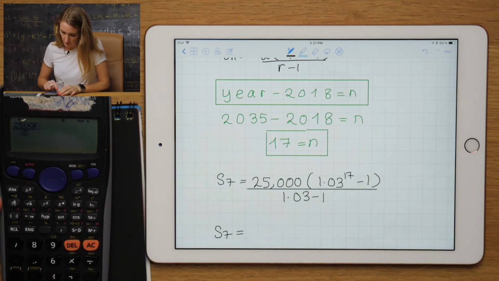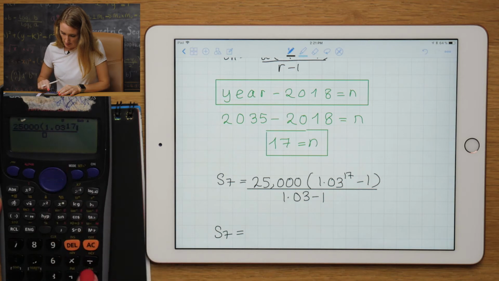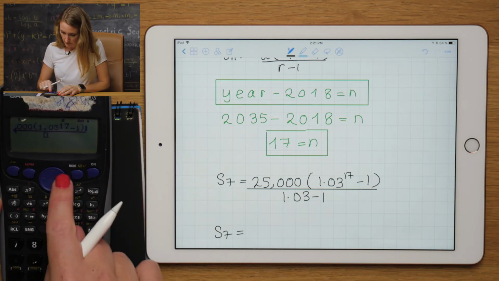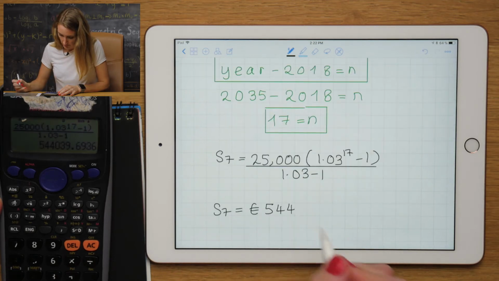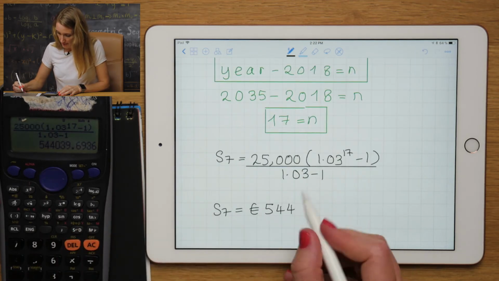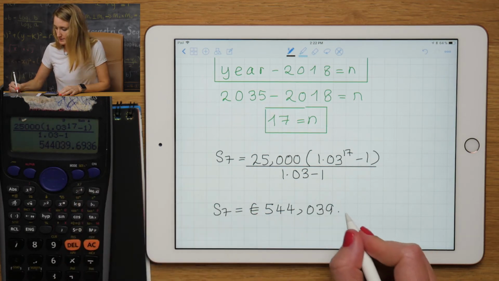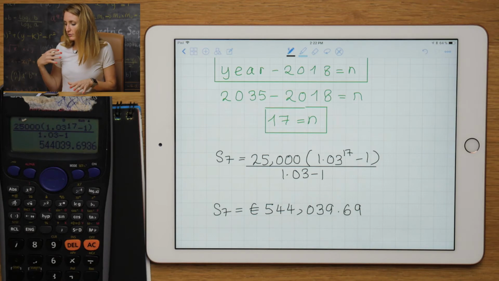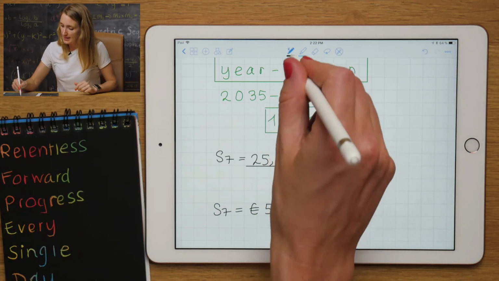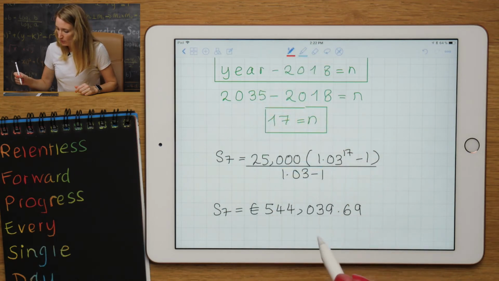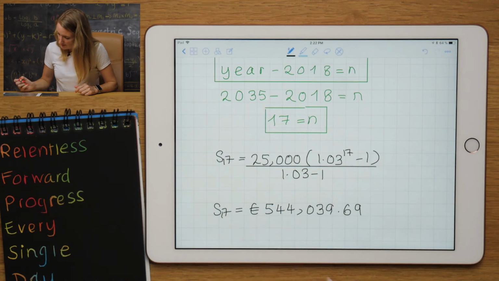So 25,000, times 1.03 to the 17 minus 1, divided by 1.03 minus 1. So they've got 544,039 euros and 69 cents, or at least that's what they've made. Revenue is what you make before you have to pay everyone, people like the taxman. So that's how much they would have made altogether in 17 years.